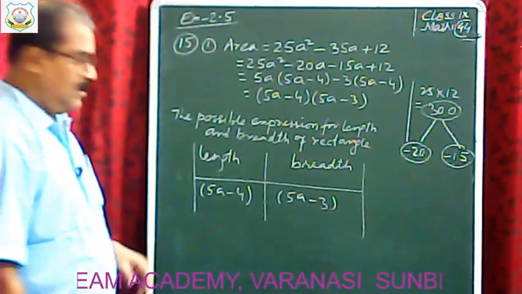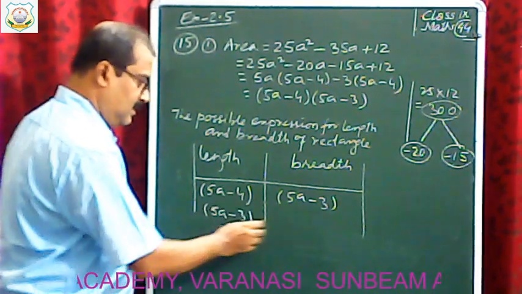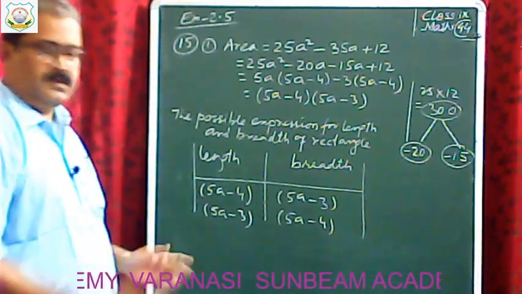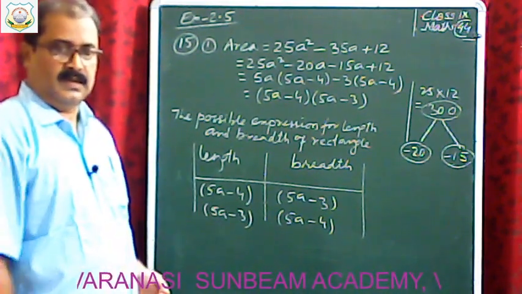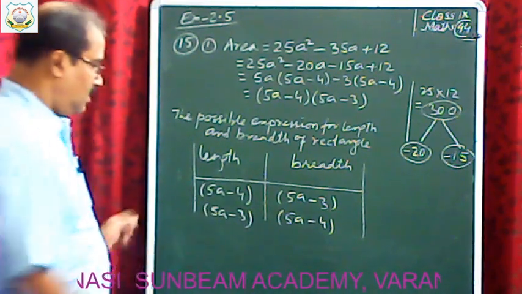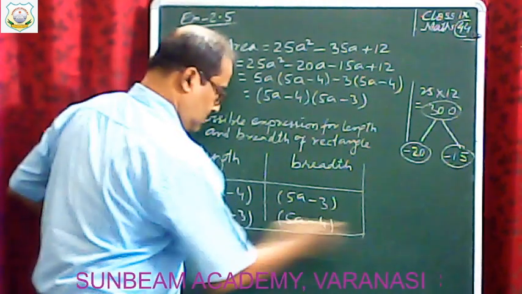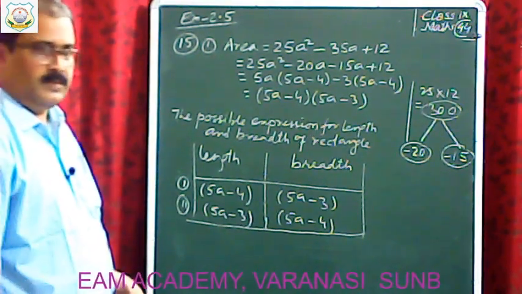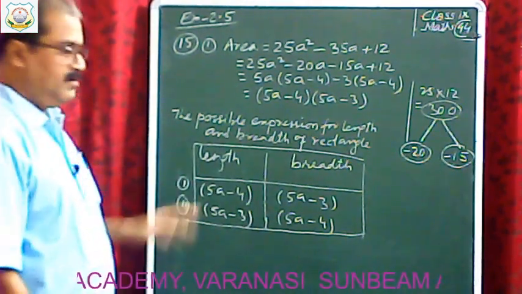Also, if 5a minus 3 is the length, then 5a minus 4 will be the breadth. You cannot insist that 5a minus 4 is the length of the given rectangle; 5a minus 3 can also be the length. So all possible expressions you have to write. There are two possibilities we have written. Either one can be the length, and the other one the breadth of the rectangle.